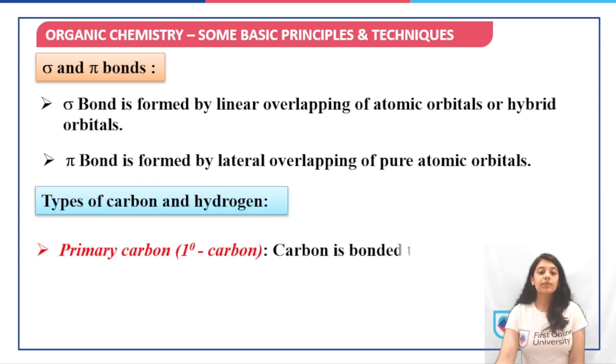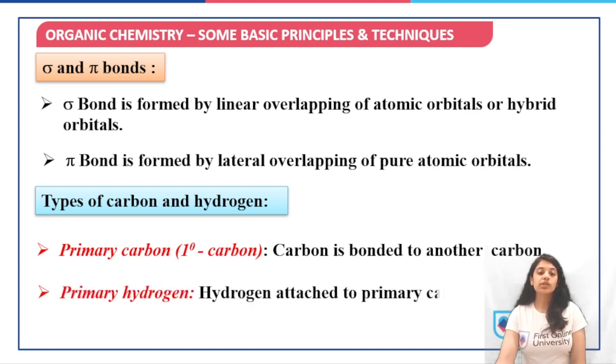Now, what are types of carbon and hydrogen? Primary carbon, that is 1 degree carbon, is the one that is bonded to another carbon. Primary hydrogen is the hydrogen that is attached to the primary carbon. So if we have one carbon atom, this is one carbon atom. When it is bonded to another carbon atom, this one, previous one, will be called as primary carbon. The hydrogen that is attached to it is primary hydrogen.